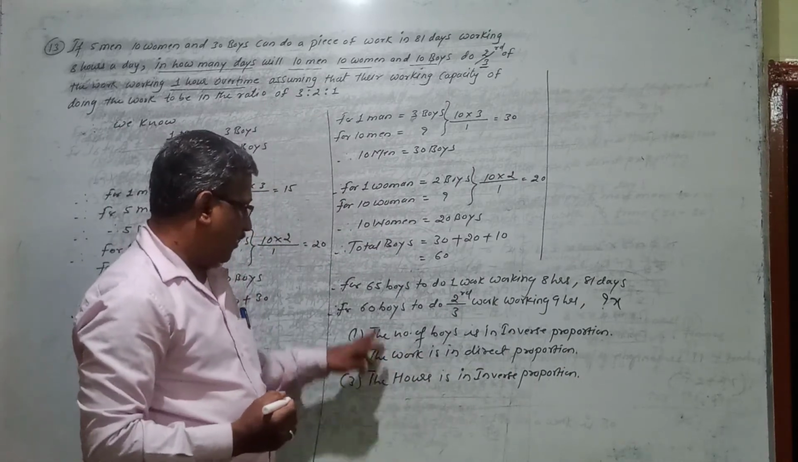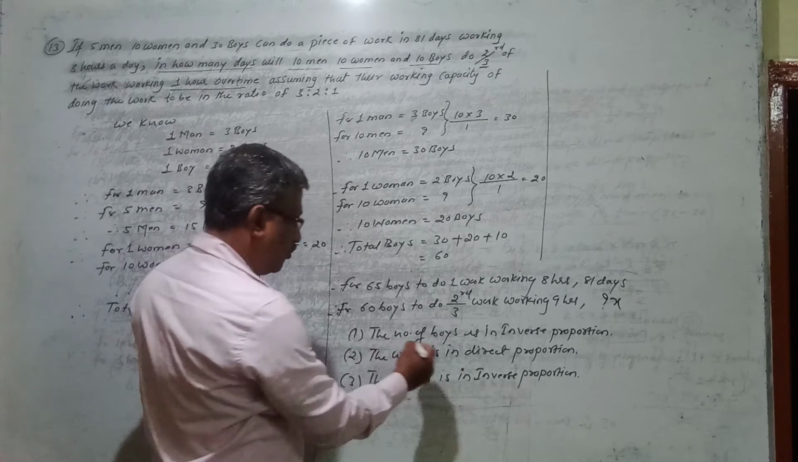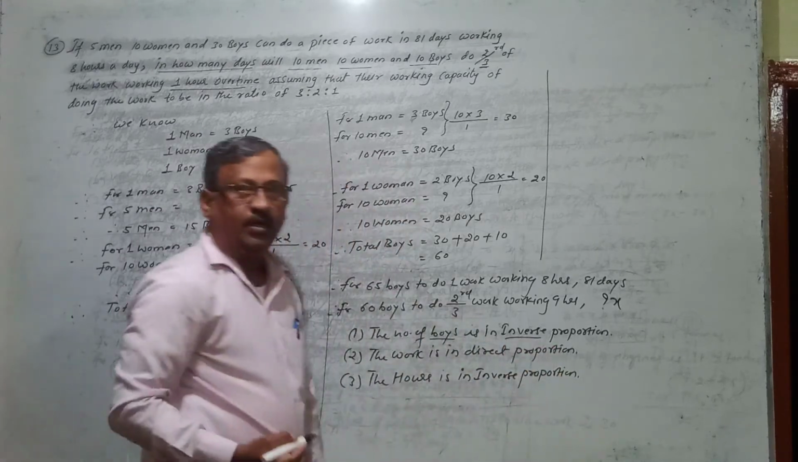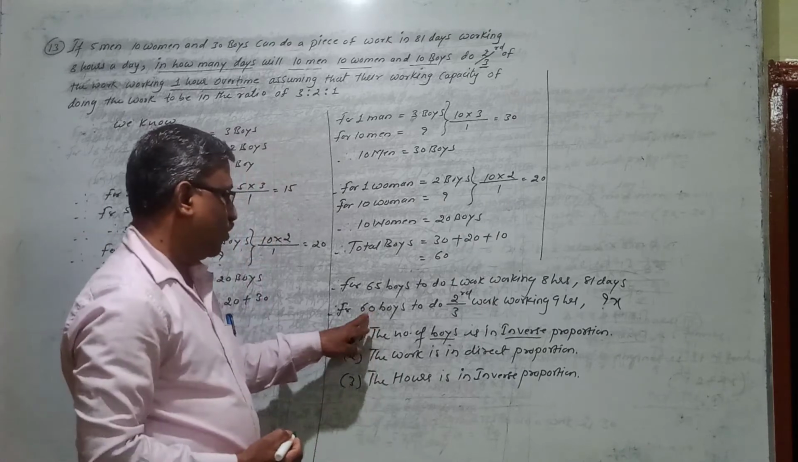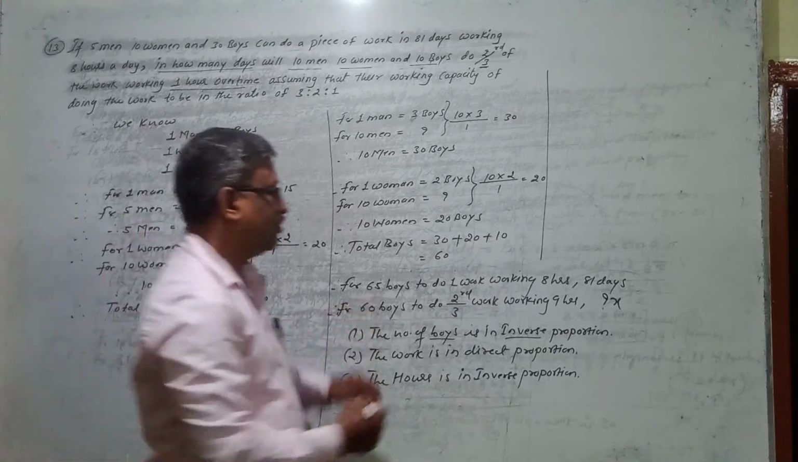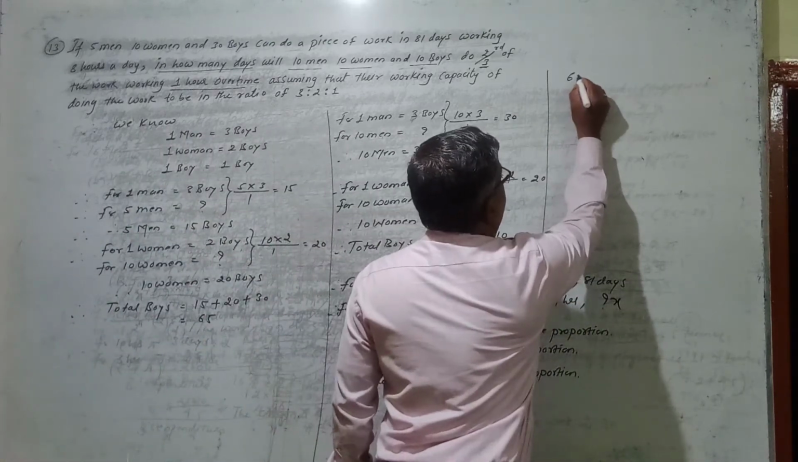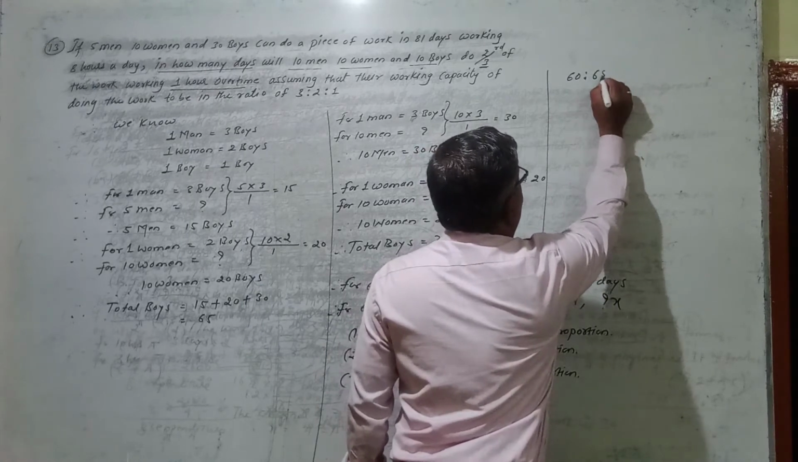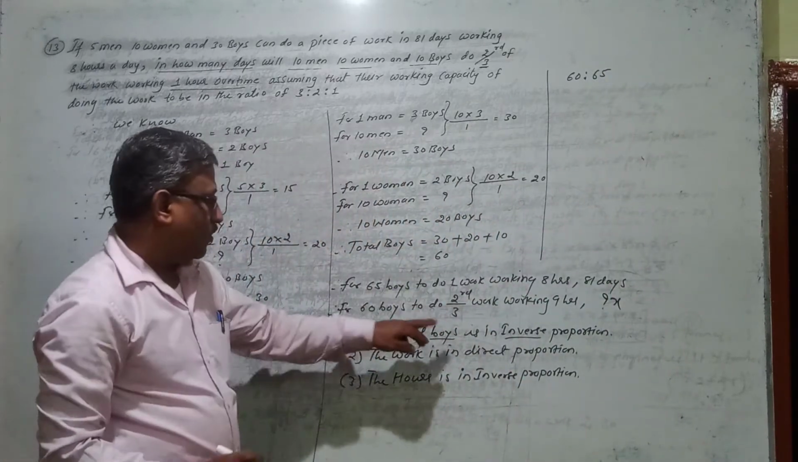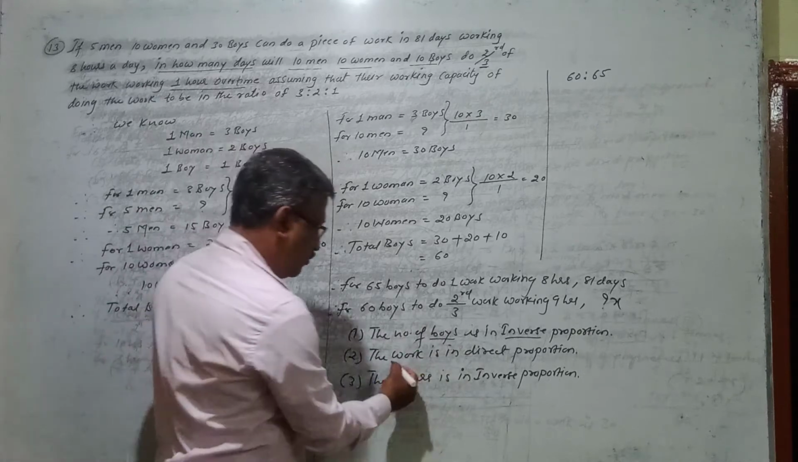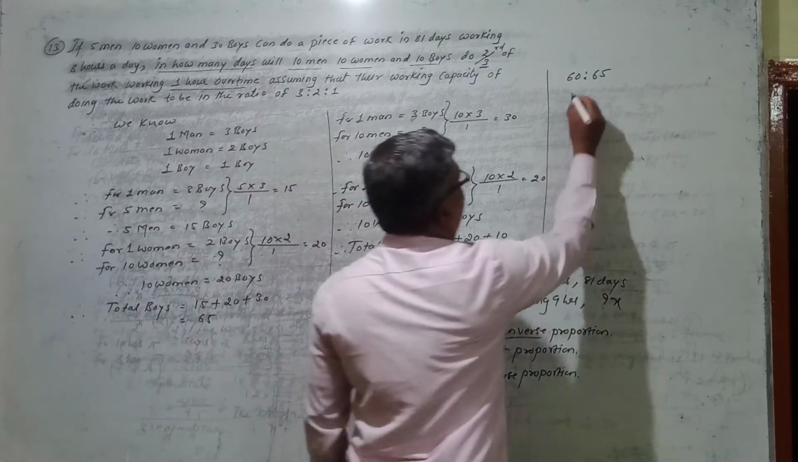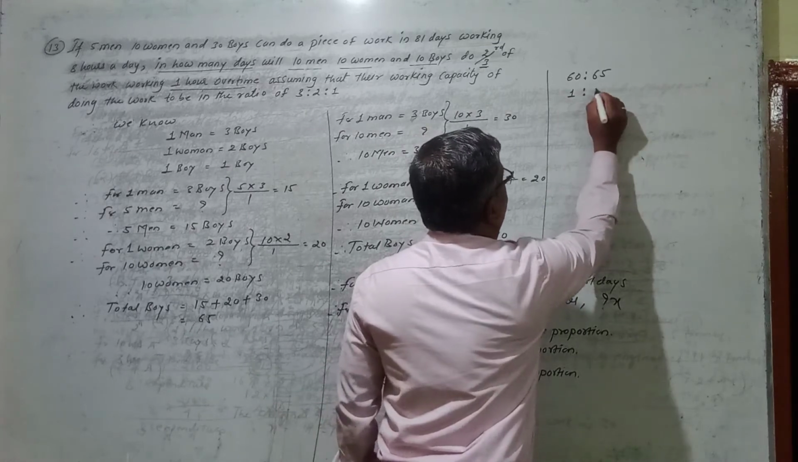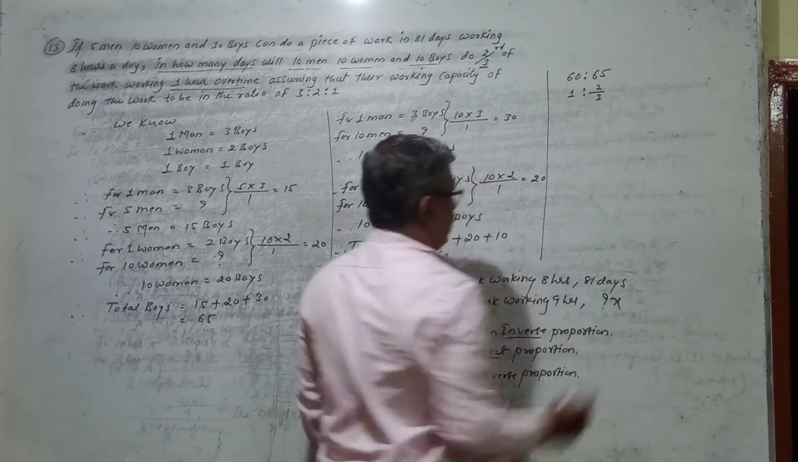So first you write the ratio of boys. The ratio of boys is in what? Inverse proportion. So how to write the ratio of these boys? If it is inverse, it is written as 60 is to 65. Then work is in direct. Work is in direct, so it is written as 1 is to 2/3.